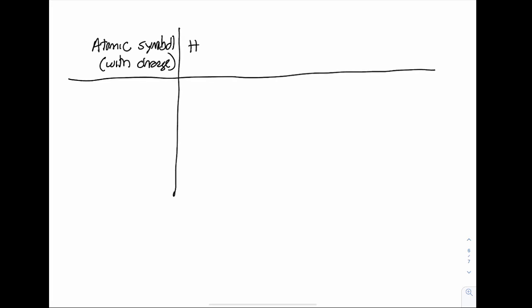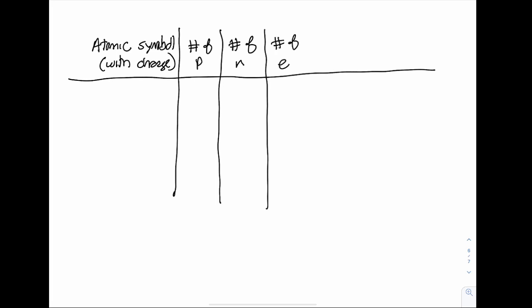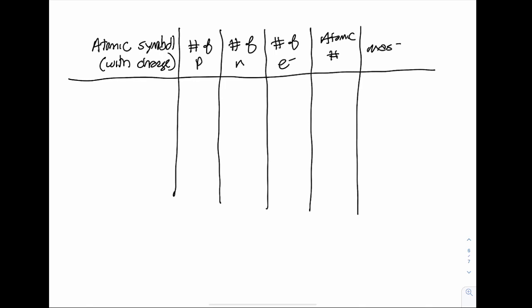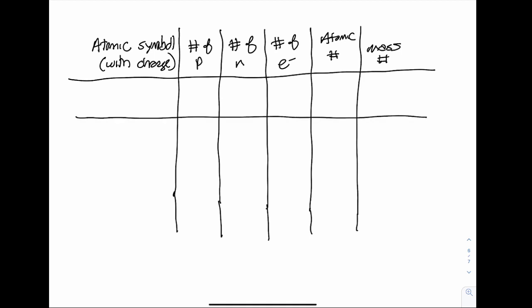And then we're going to have our number of protons. This is probably in a different order than before, but number of neutrons, number of electrons, atomic number, and then mass number. So our first one I want to do, let's have 15 protons, 16 neutrons, and 18 electrons.